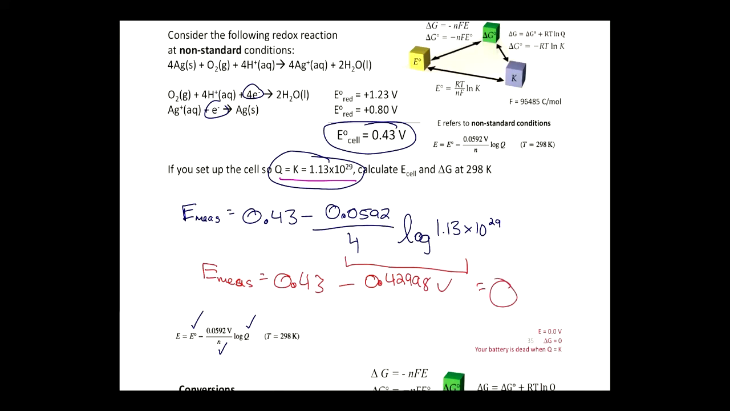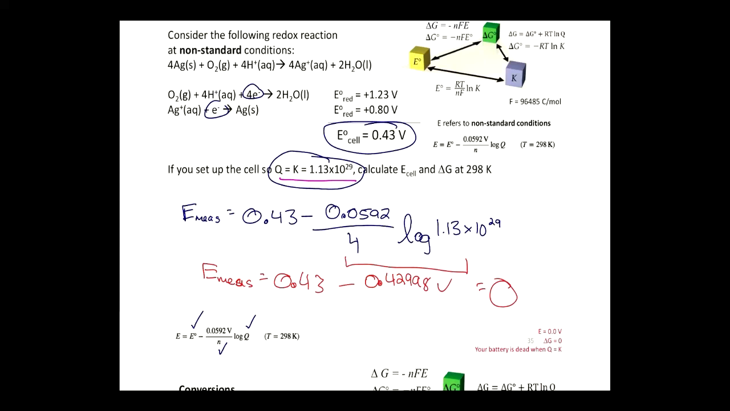And so this is what we see. When you set up a battery so that you're already at equilibrium, that battery is dead, right? There's no spontaneous reaction going from one direction to another. If we're already at equilibrium, this is when your battery is dead, and you can calculate it.